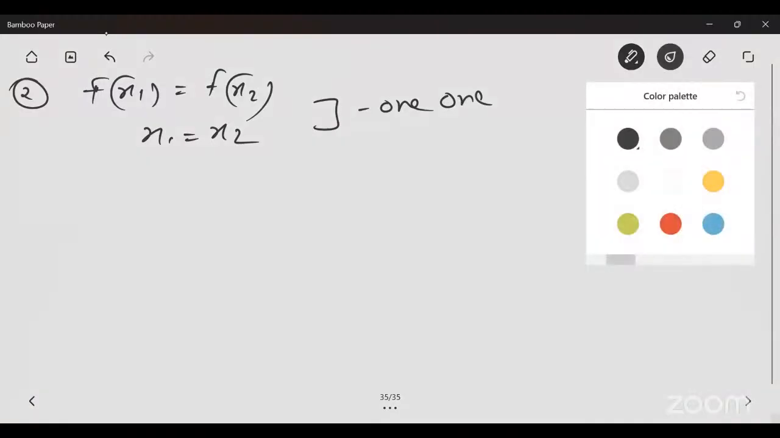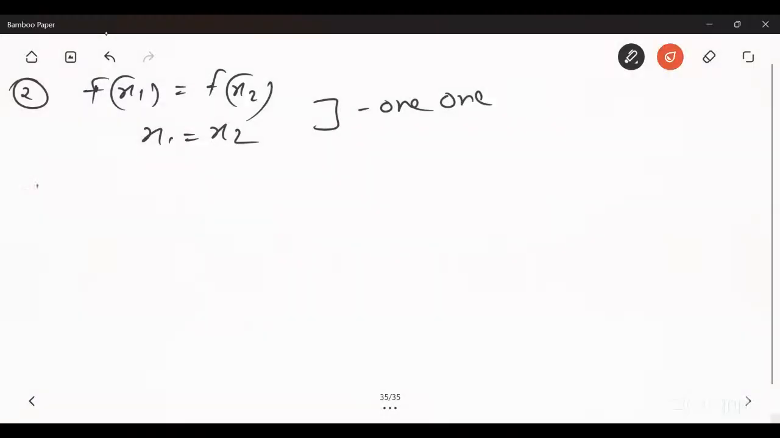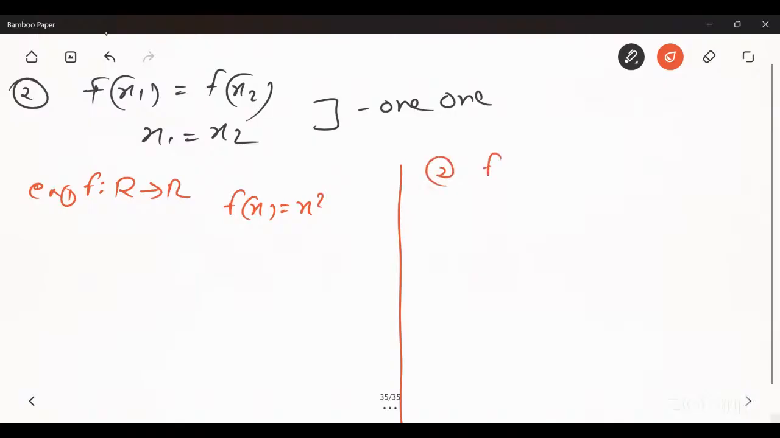Now take an example. First example is f from R to R, meaning real number to real number, and f(x) is equal to x square. And the second one is f from natural number to natural number, and f(x) is equal to x square. Natural numbers are the numbers starting from 1 and ending at infinity. That means all the positive numbers come here, not any negative. So f(x) is equal to x square.